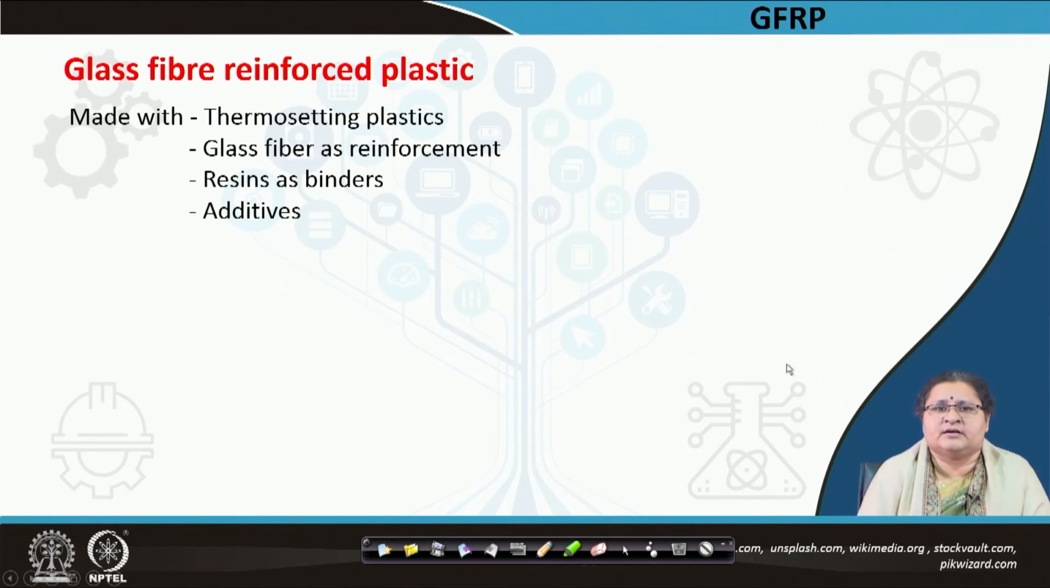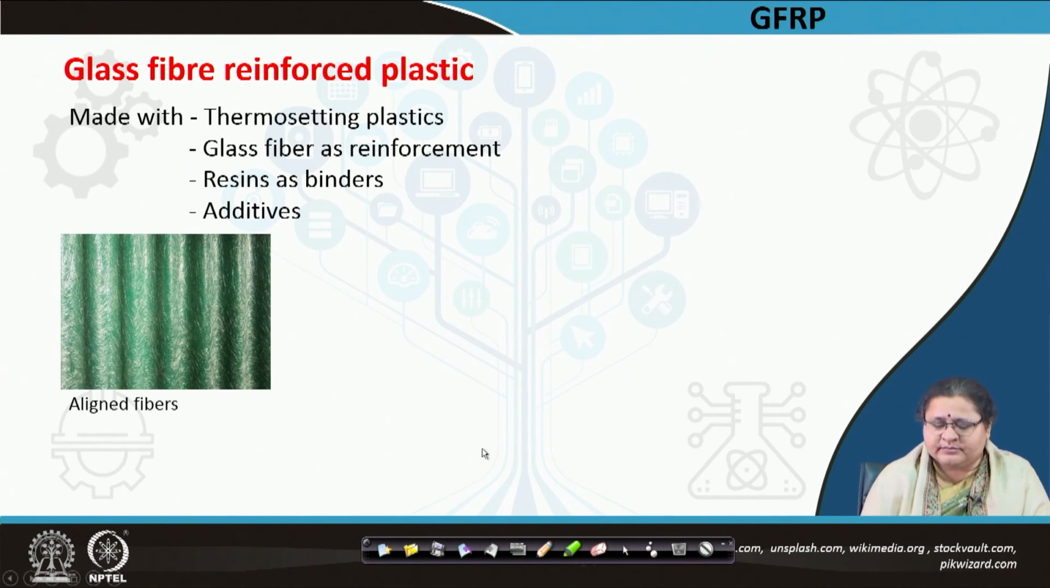The other is glass fiber reinforced plastic, that is GFRP, which is made with thermosetting plastic, which we will later on explain. Glass fiber as the reinforcement, these are the glass fiber rovings. Resins are the binders here, and you also can have additives, coloring agents, etc. How do they look like? Like this. Here you can see the fibers are aligned. Which fibers? The glass fibers.